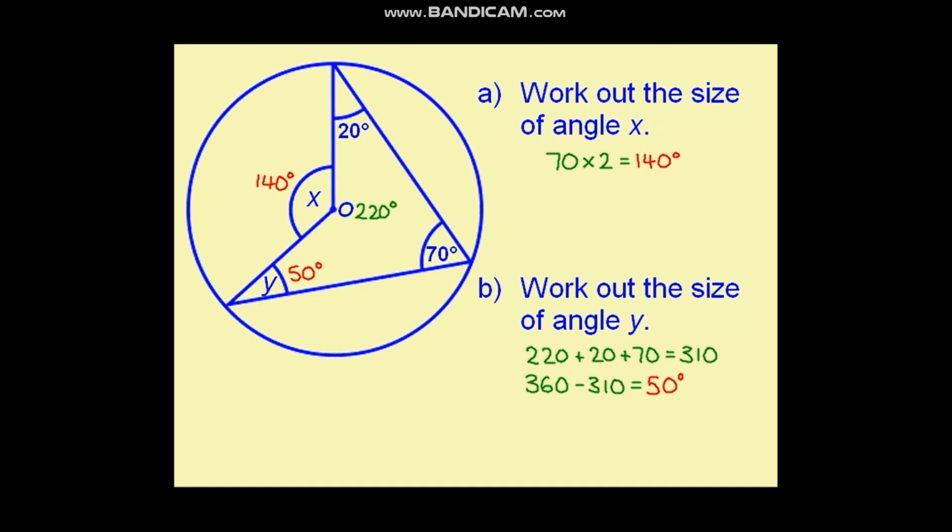Here's the answer. For part A, you needed to realise that this angle here will be double this angle here, making it 140 degrees. For part B, you should have realised that because this is 140, this will be 220 because we've got 360 degrees here. You then know that the four angles inside a quadrilateral add up to 360.